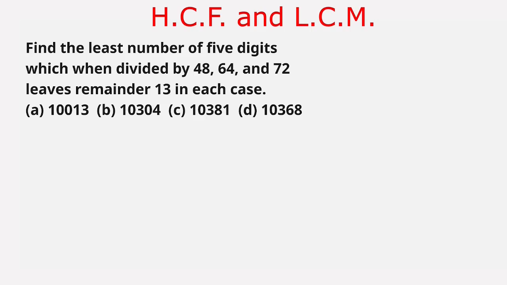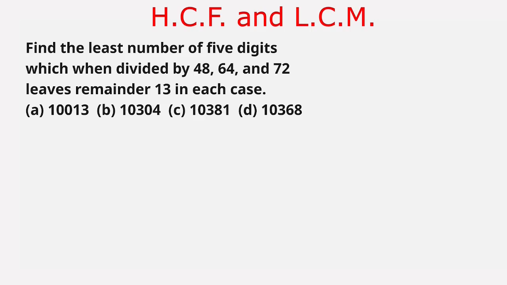Option C is 10,381. If we subtract 13 from it, it is 10,368. And the sum of digit is 1 plus 3 is 4. 4 plus 6 is 10. 10 plus 8 is 18. And this number is divisible by 9. So the option C might be our answer.